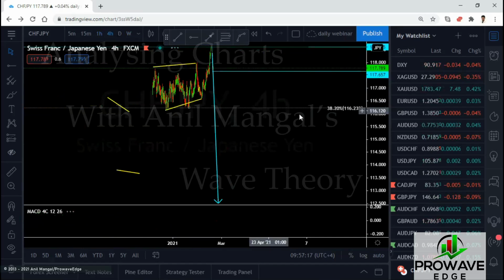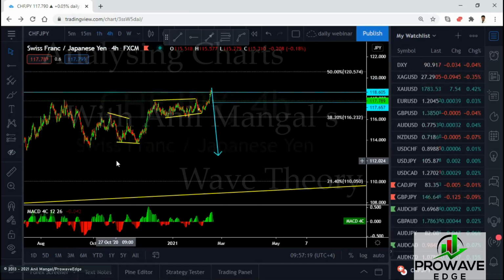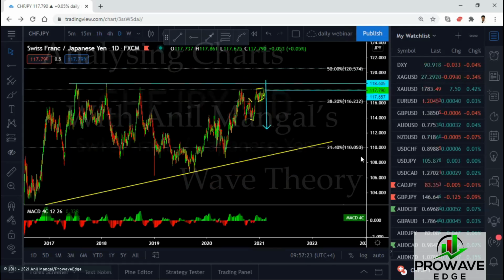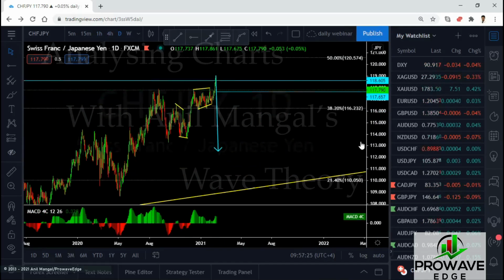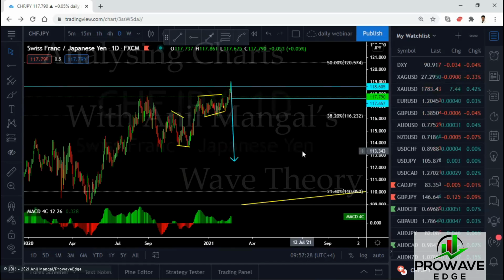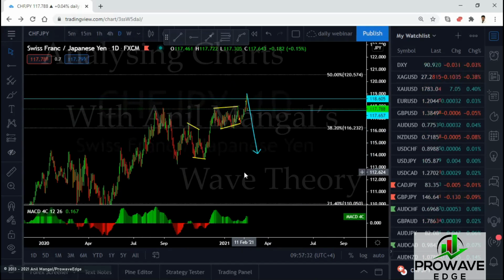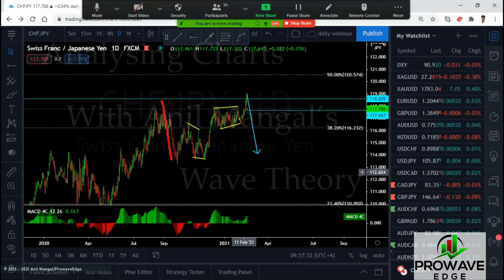So we looked at it in the 4 hour, and I'm making an assumption that this could possibly make a running flat. Now, these running flats are something you might not see anywhere else because I identify running flats a little differently from Elliott wavers. Based on what we think, this could be a running flat, which means it could come here, go back up there, and then start the downside.